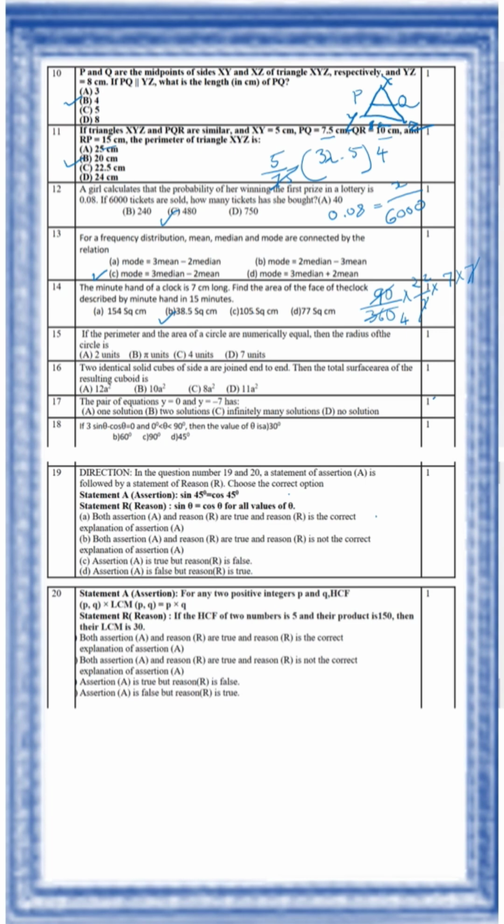If the perimeter and the area of a circle are numerically equal, then the radius of the circle is option A, 2 units.